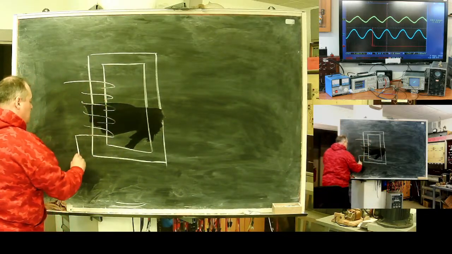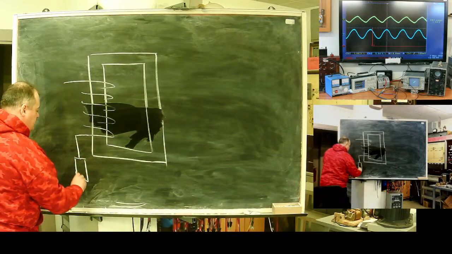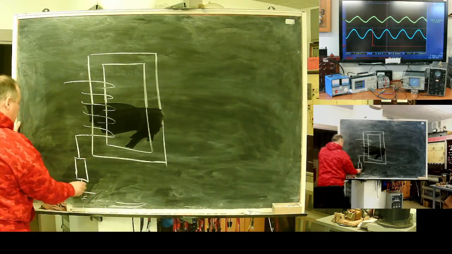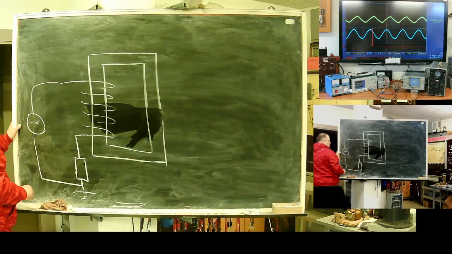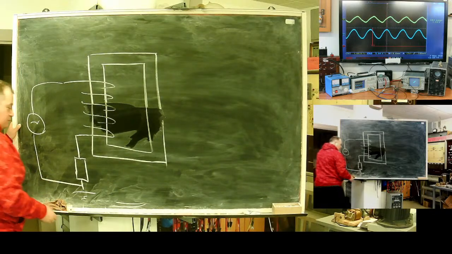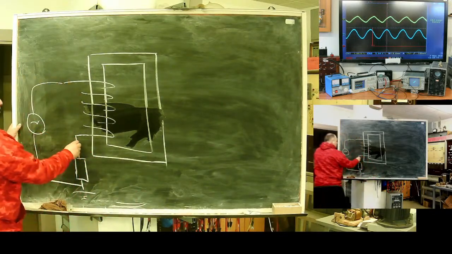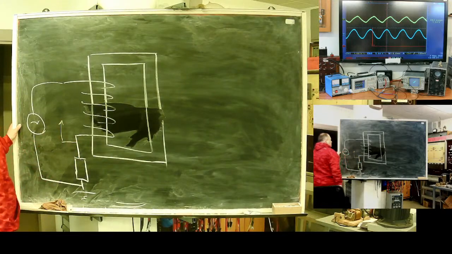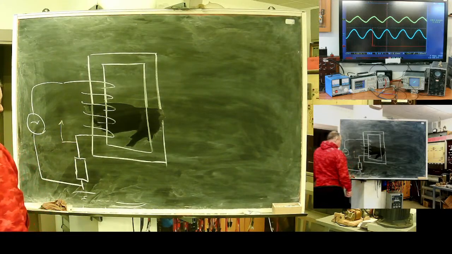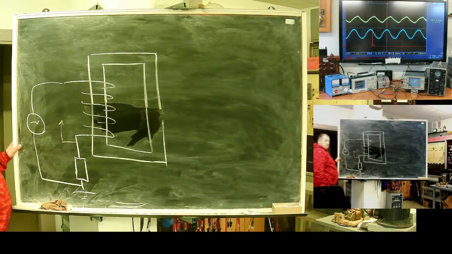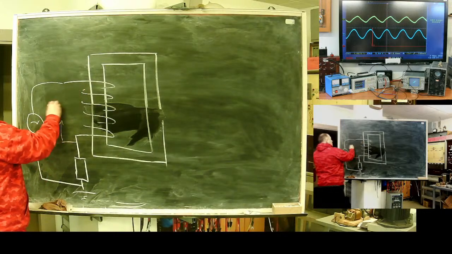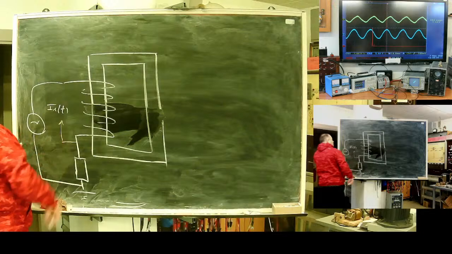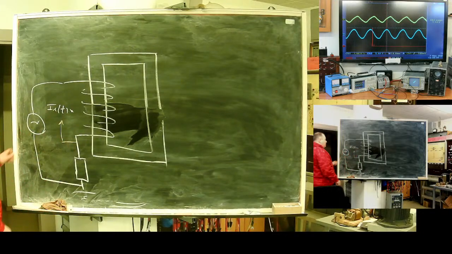Here is the winding. I have a small resistor there, and it's powered from an AC source. I took this voltage. It's the primary current multiplied by some factor, and I will use it in two ways.